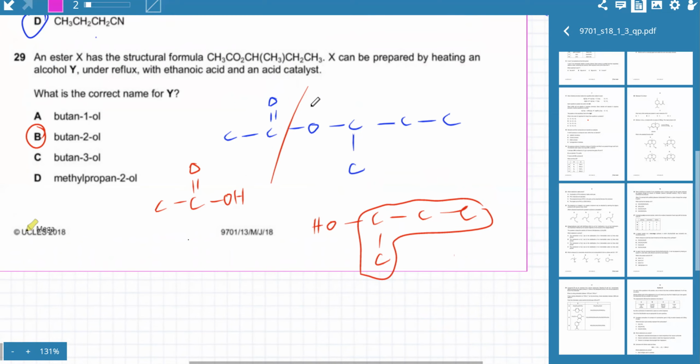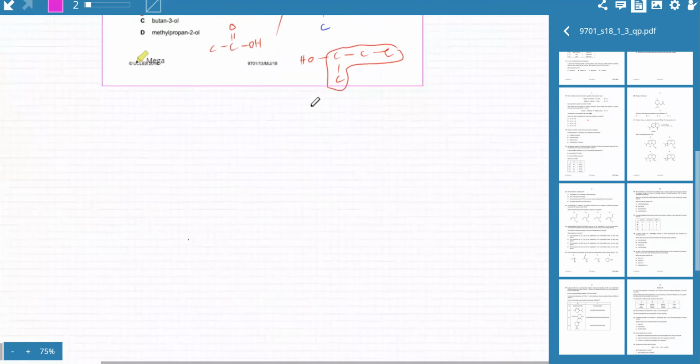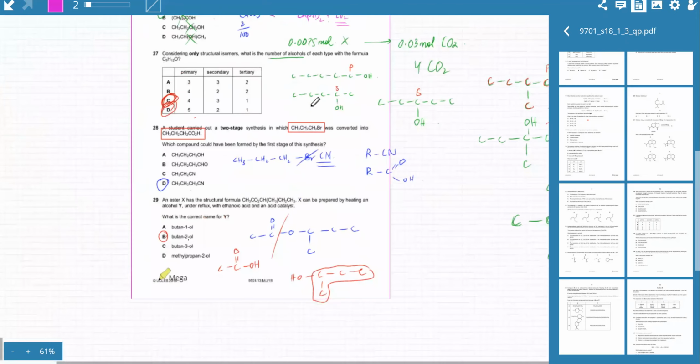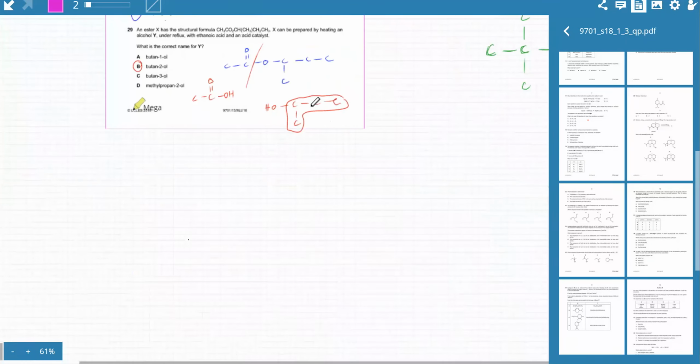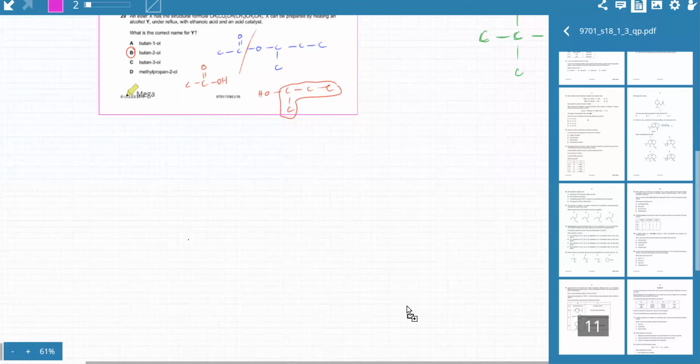Okay, got it. I said, which page, which question was this? This was, so let's do this one.